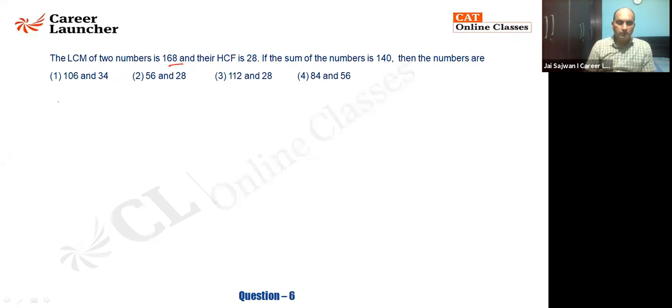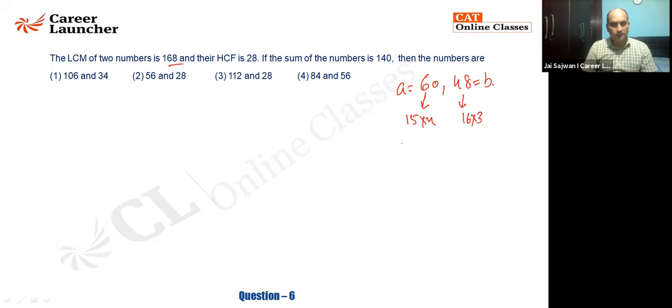Now let me take one example before you solve it. Please don't answer it now. Say the two numbers are 60 and 48. The two numbers: one number is A, which is 60, second number is B, which is 48. I know 15 fours are 60. I know 16 threes are 48. This is 3 into 5 into 2 square.